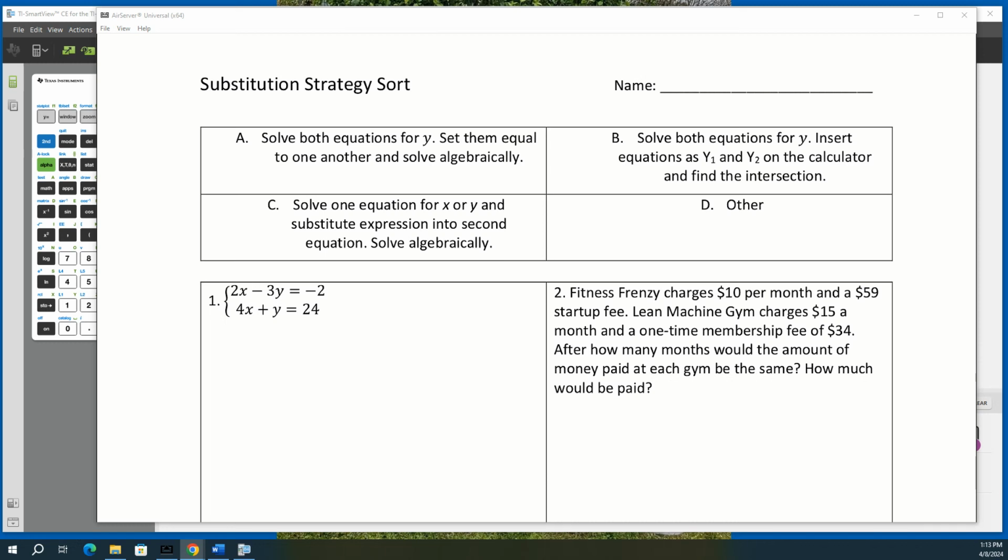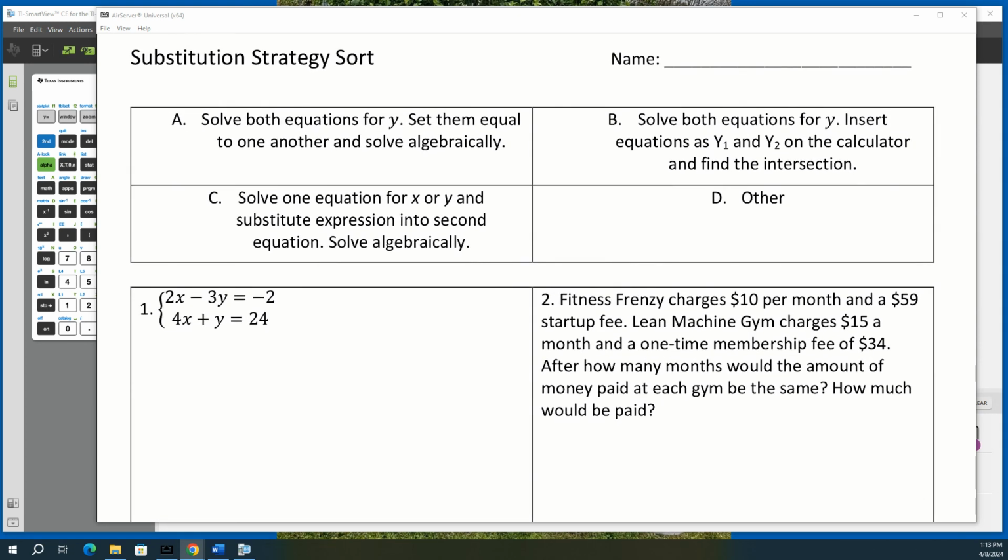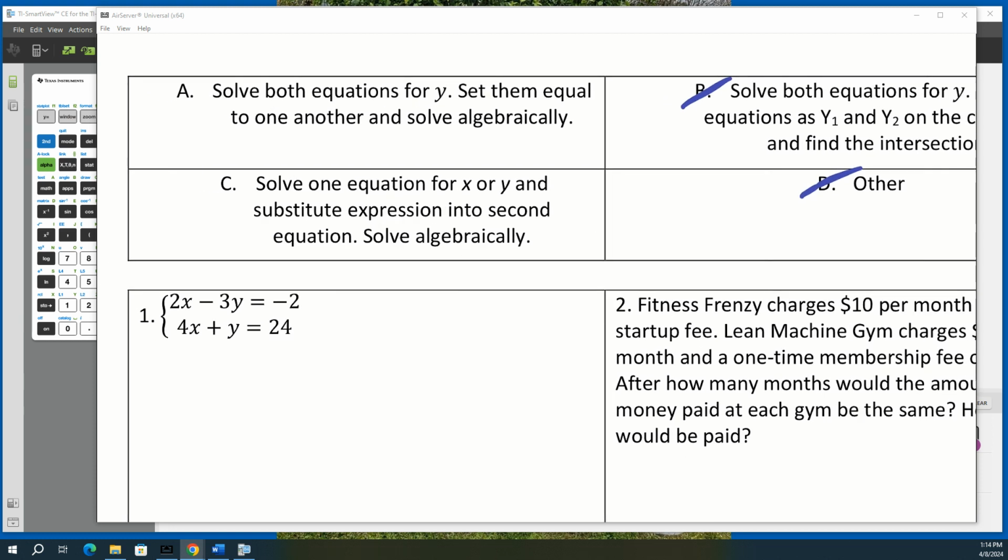All right, so to save on time, and this is a lesson for substitution, we're only going to do the ones that you would solve by substitution. So any of these that I would have chosen B for or other for, we're just going to leave out. For substitution, there's two different ways you can do it. You can solve both equations for y and set them equal to each other, or you can solve one equation for x or y and substitute it into the other equation. So those are the only two we're going to do.